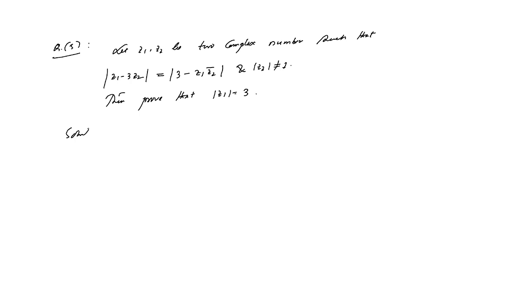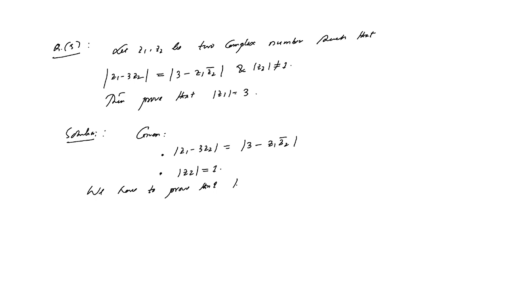Generally, when we prove this type of question, first you need to think about what is exactly given and what you have to prove. Our given condition is mod of Z1 minus 3Z2 equals mod of 3 minus Z1 Z2 bar, and this is the first condition. The second condition is mod Z2 is not equal to 1. We have to prove that mod Z1 equals 3. So how will we prove it?